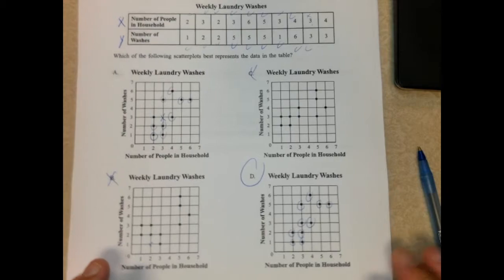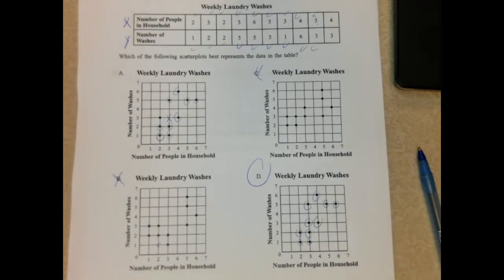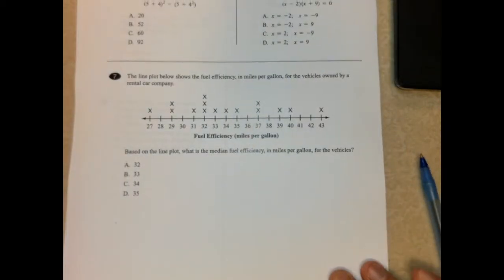Some of the more recent MCAS problems give you a scatter plot, and you have to do a line of best fit, or you have to plot out a scatter plot and do a line of best fit. I haven't seen one like this in a while. All right, number 5.